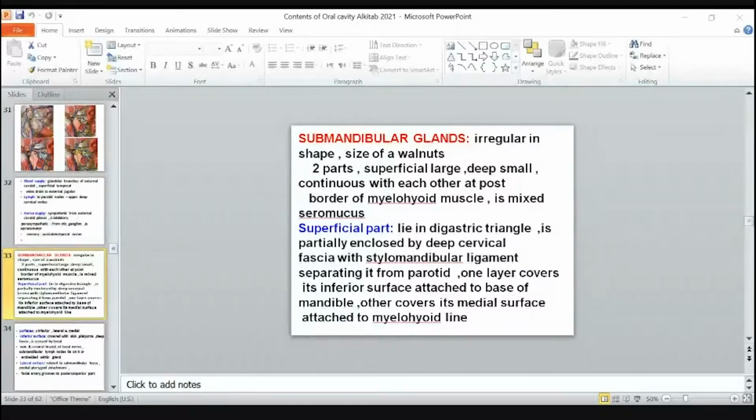Blood supply: arteries, branches of the facial and lingual. Veins correspond to the arteries. Lymphatics drain to the submandibular lymph nodes, and from there to the upper deep cervical lymph nodes.